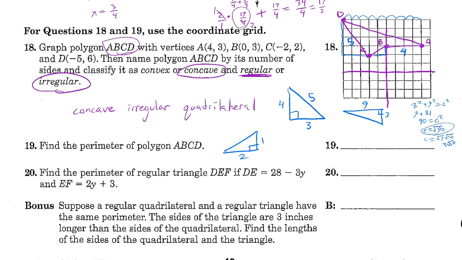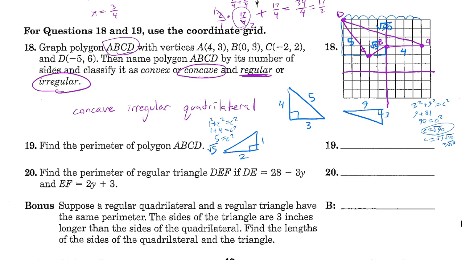And then this other one over here is 1 squared plus 2 squared equals c squared. So that's 1 plus 4 equals c squared. So that's 5 equals c squared. So that's root 5. So our side lengths are square root of 5, square root of 90, and 4 and 5.